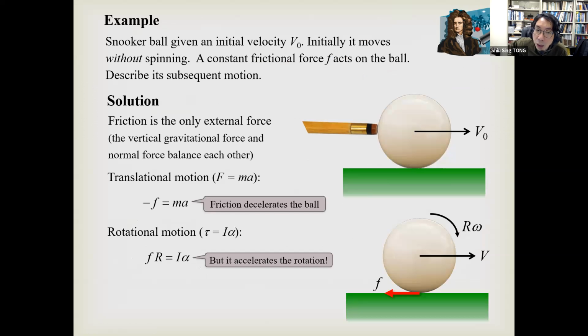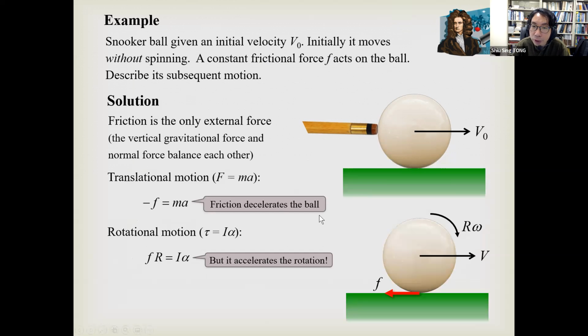Now we have a slightly more complicated example. This example is about snooker. Have you played snooker? Snooker became very popular about 10 or 20 years ago, but it's no longer so popular now. But at that time, we actually played a lot of snooker.